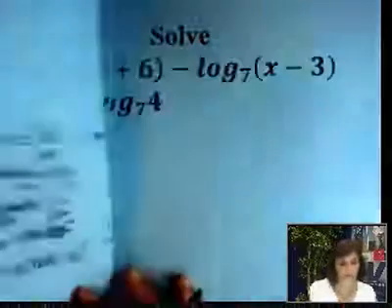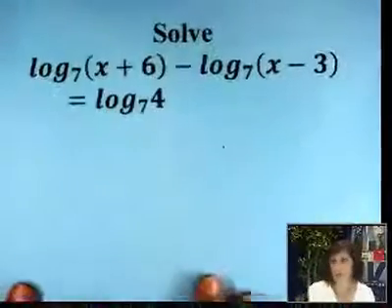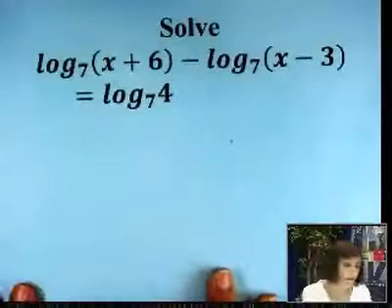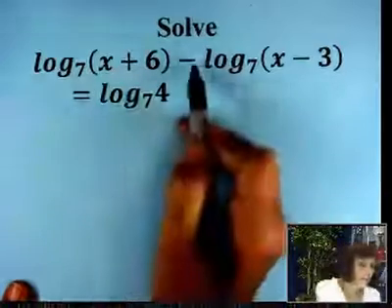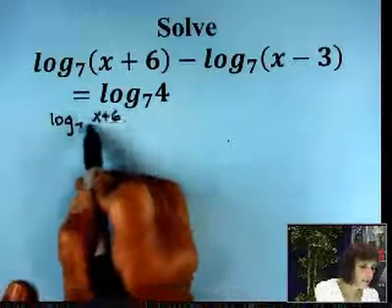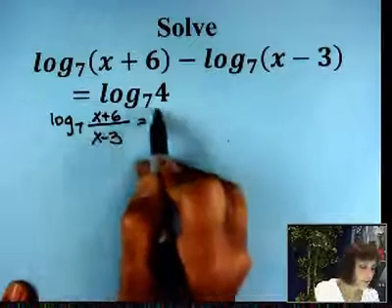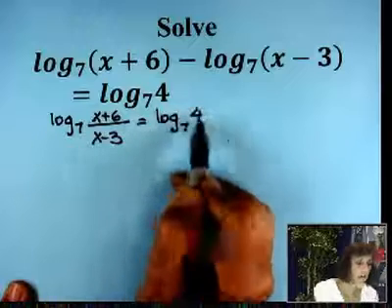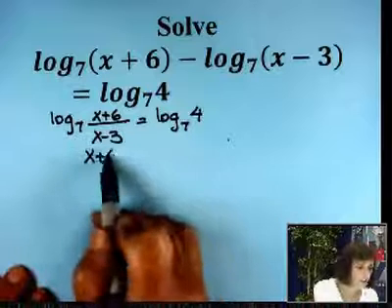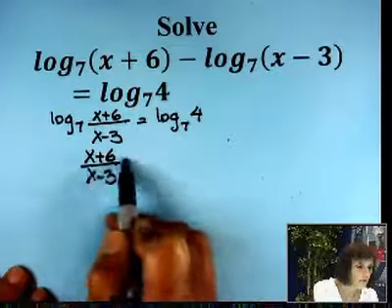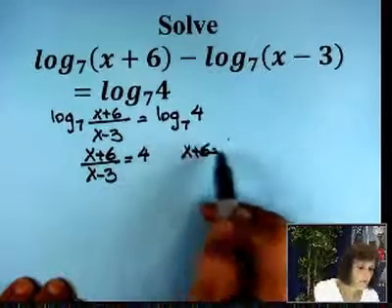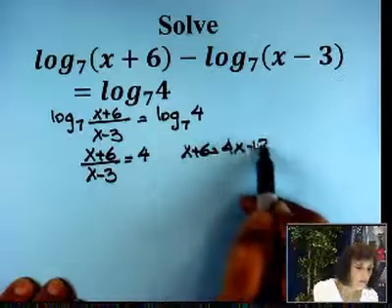Alright, very good. It doesn't mean that when you have a situation with the negative logs in there it works. So let's look at this problem. There's a minus, that means log base 7 of (x plus 6) over (x minus 3) equals log base 7 of 4. Since the logs and the bases match, that means the insides have to match. So you do just like you did before. And crisscross, x plus 6 equals 4x minus 12.